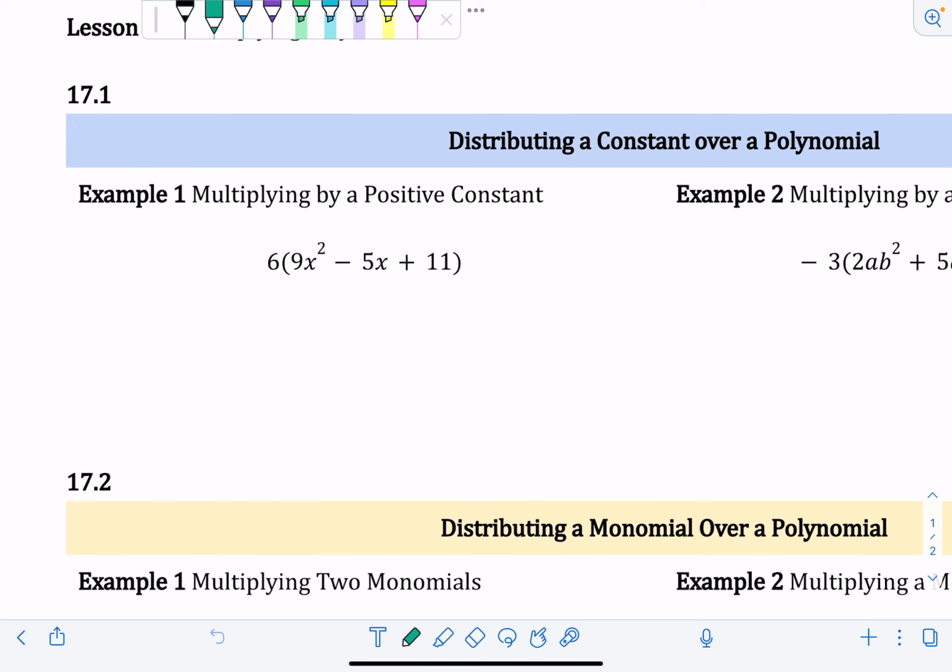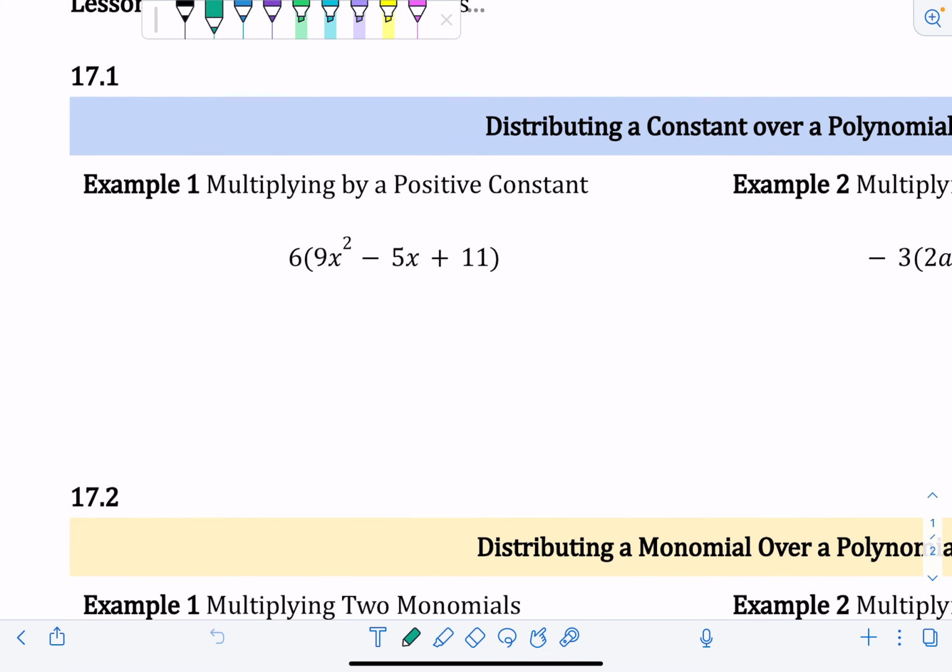So example 1, multiplying by a positive constant. In order to do this, we just need to distribute. We'll take this 6 that's out in front of the parentheses, and we'll distribute it into every term that's inside the parentheses. So to do that, we multiply the 6 by all of the coefficients, which remember are the numbers in front of the variables, and by the constant at the end. So we'll do 6 times 9x squared. We just do 6 times 9, which is 54. And then the x squared part stays the same. That doesn't change in this case.